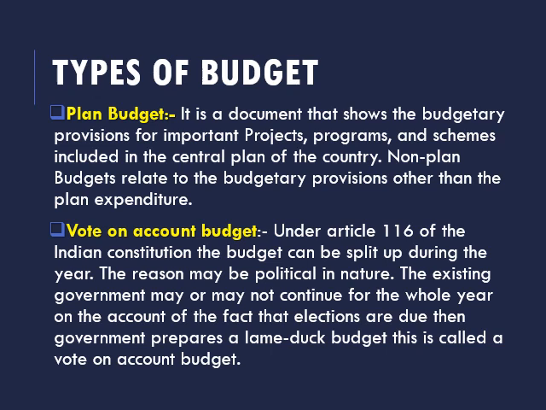So on account of that fact, elections are due, the government prepared a lame duck budget. This is called a vote on account budget. Very important, children. This budget is very important and you should remember these names. Okay, so vote on account budget is for 2 months, only for 2 months, or maybe the government will change in September. So April, May, June, July, August, September, where again they have to publish a new budget. So that's for 5 months, or for 3 months, for 2 months, for a short period. Okay.